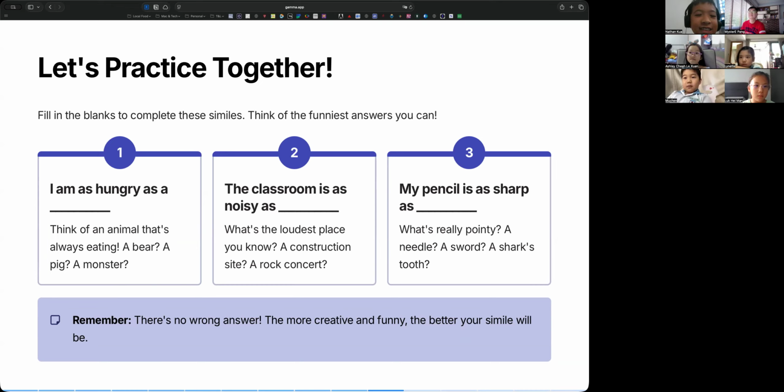The classroom is as noisy as a wet market. As noisy as a wet market. Lovely. The wet markets in Singapore tend to be very noisy and bustling in the mornings.